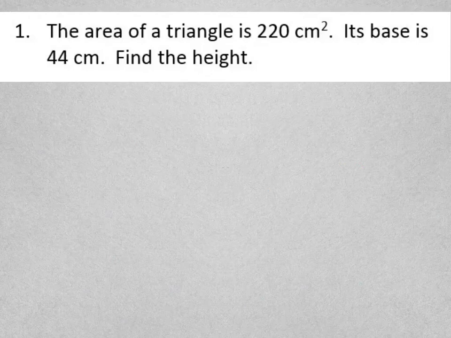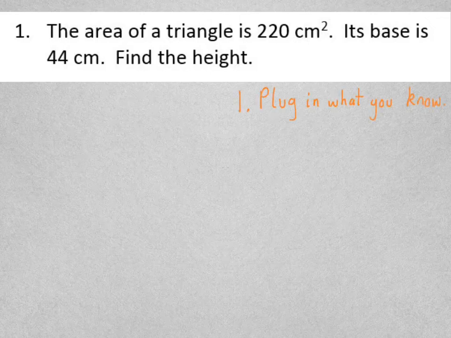In our first example, we know that the area of a triangle is 220 centimeters squared. Its base is 44 centimeters. We're asked to find the height. My strategy for these kinds of problems, where we already know the area and we're trying to find one of the dimensions, is to plug in what you know and then solve for what you don't.